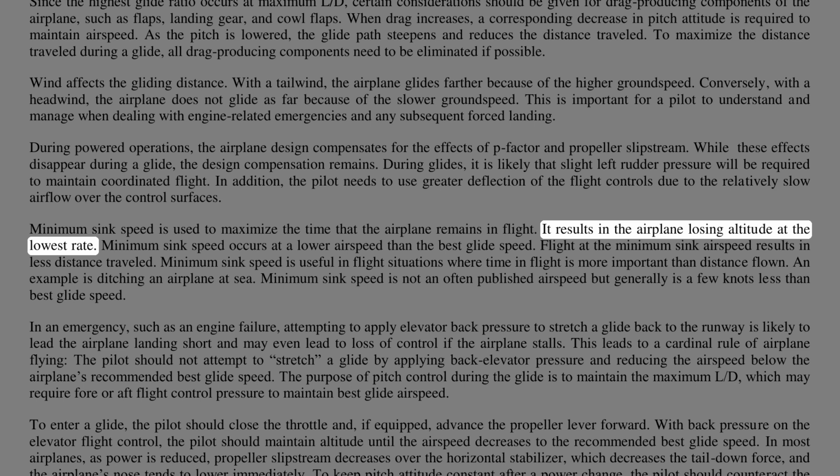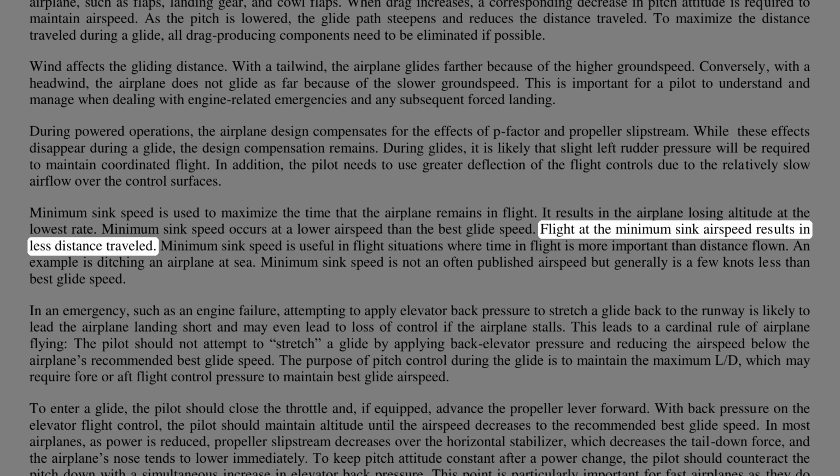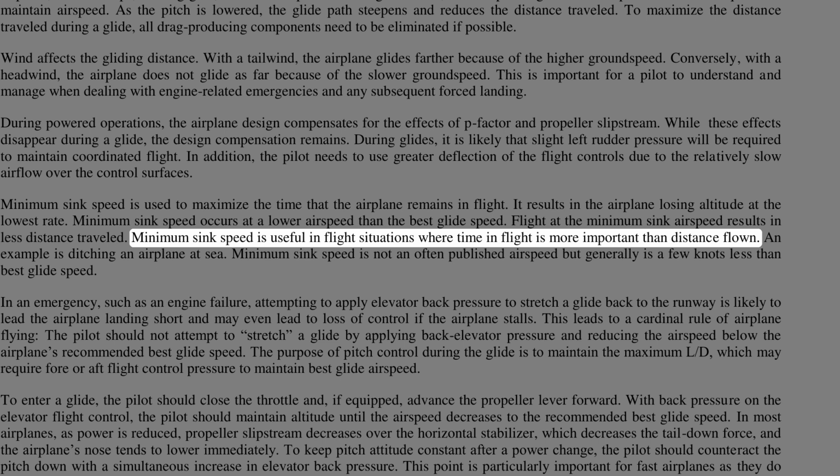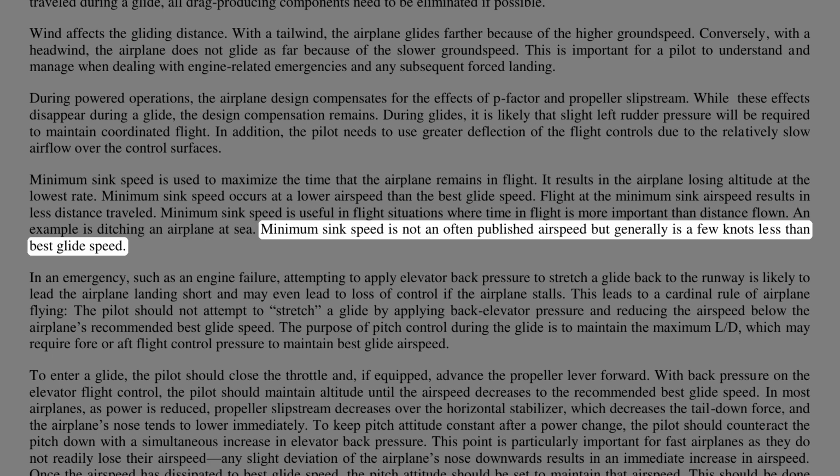Minimum sink speed is used to maximize the time that the airplane remains in flight. It results in the airplane losing altitude at the lowest rate. Minimum sink speed occurs at a lower airspeed than the best glide speed. Flight at the minimum sink airspeed results in less distance traveled. Minimum sink speed is useful in flight situations where time in flight is more important than distance flown. An example is ditching an airplane at sea. Minimum sink speed is not an often published airspeed but generally is a few knots less than best glide speed.